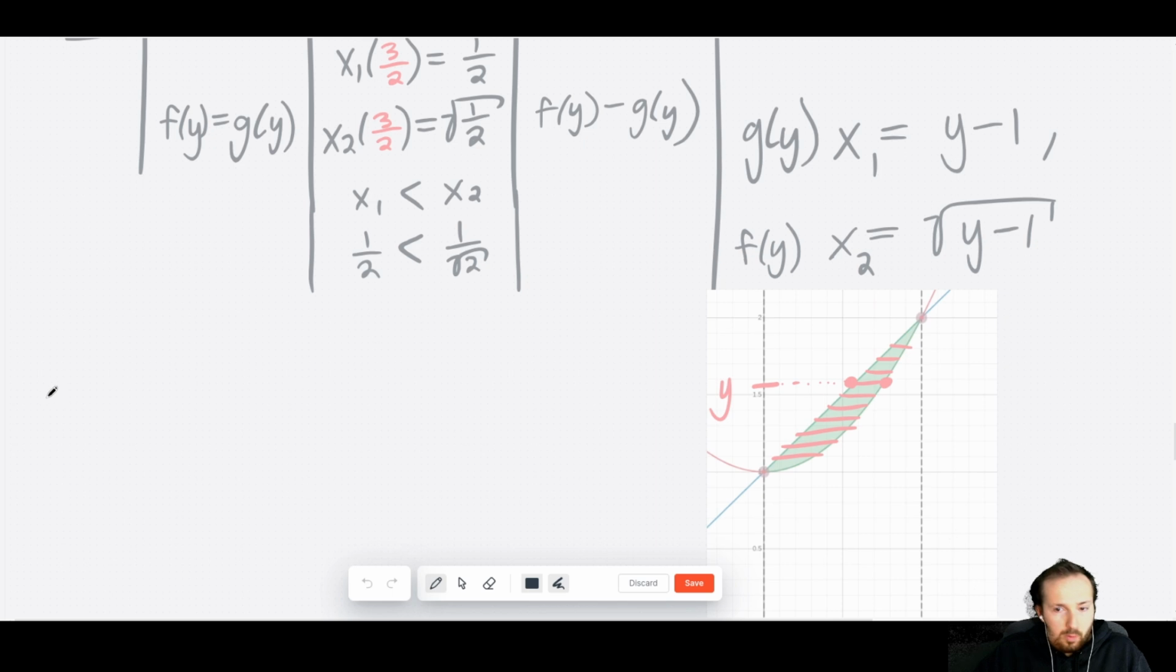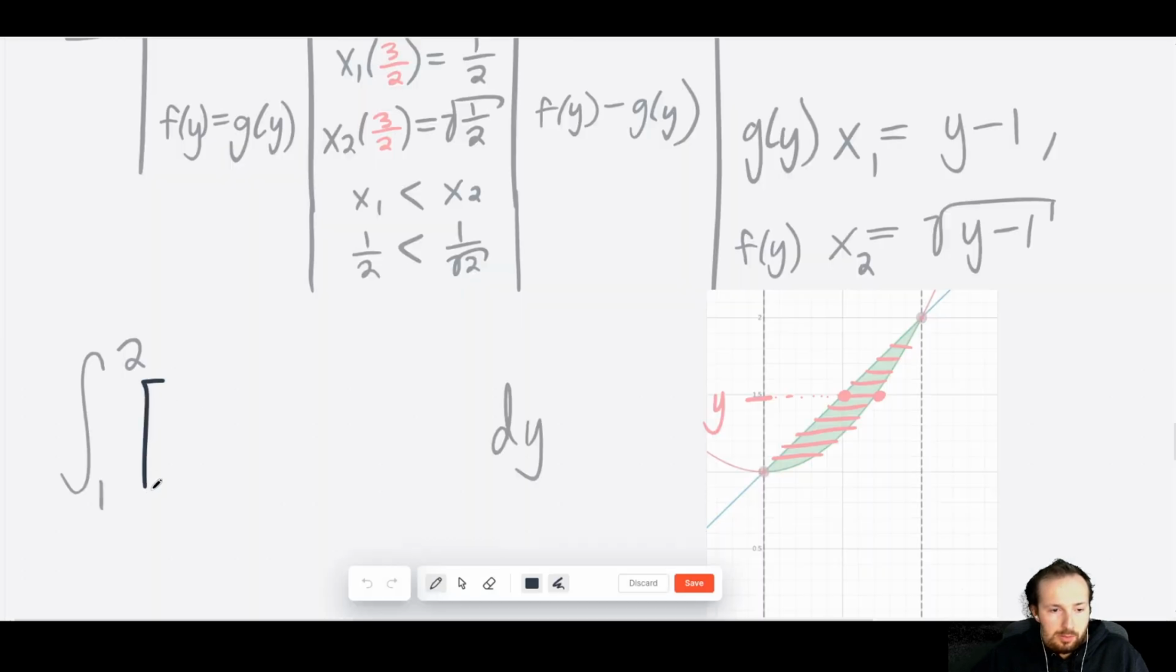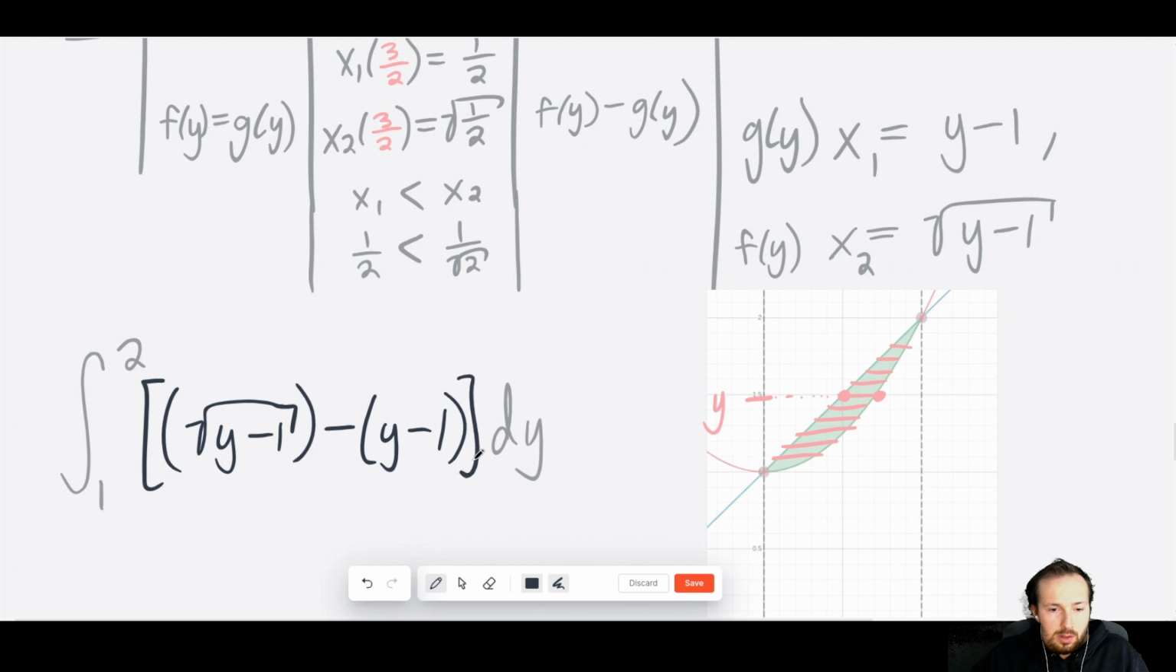So there we go. Once we have that, we can now integrate. We're going to integrate this time from y equals 1 to y equals 2, with respect to y. It's like we're going to add all of these y values up, and at each y value, we add a new line segment, and then add those all up to see what the total area is. So this will be square root of y minus 1 minus y minus 1. And then we can integrate that.